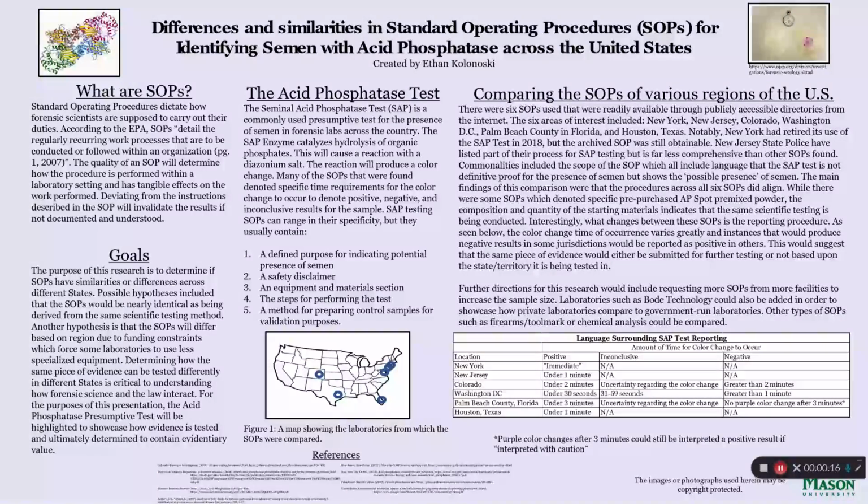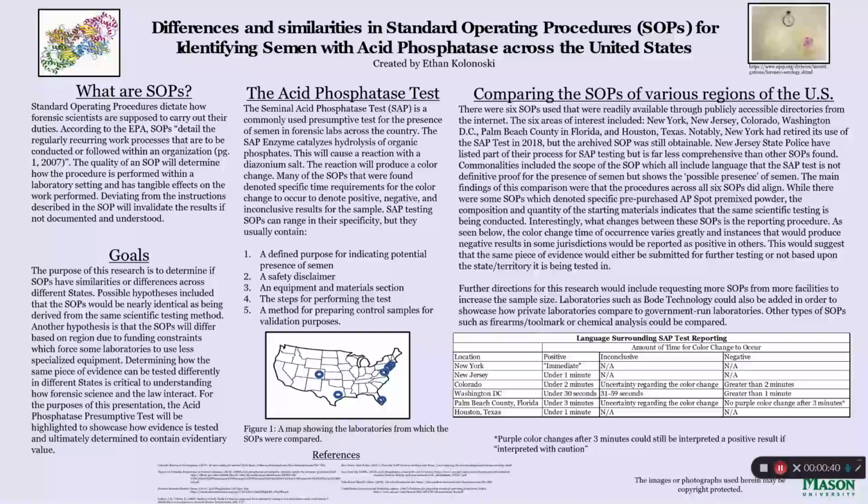Standard operating procedures dictate how we're supposed to do our tasks, how we're supposed to do our chemical tests, our reporting, our validations, everything under the sun. What the EPA says is that SOPs detail the regularly recurring work processes that are to be conducted or followed within an organization. This means it can be a blanket term for any sort of regularly happening function.